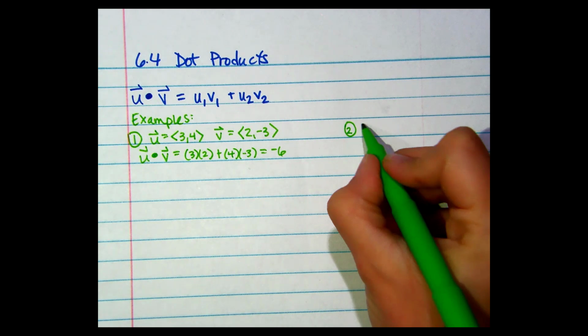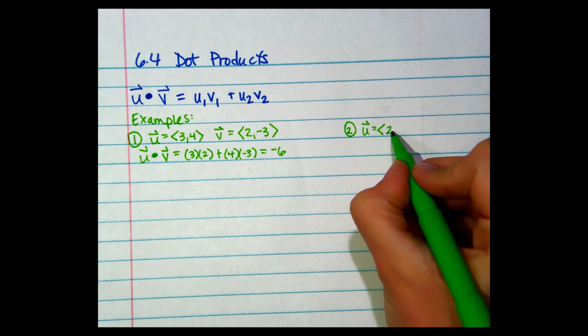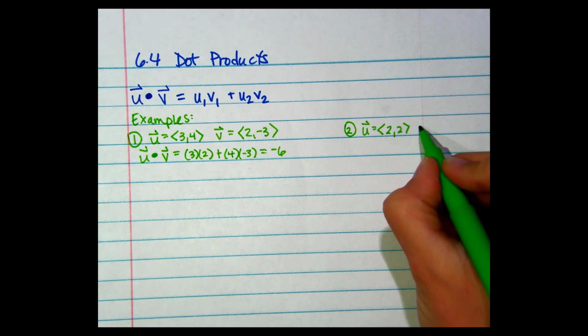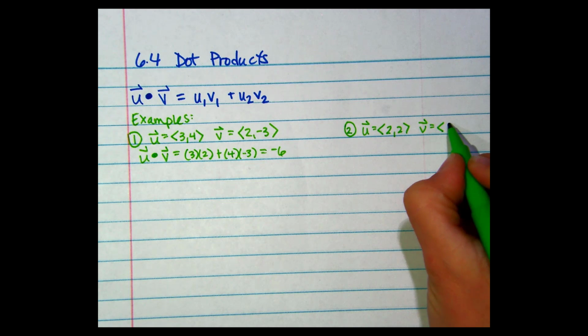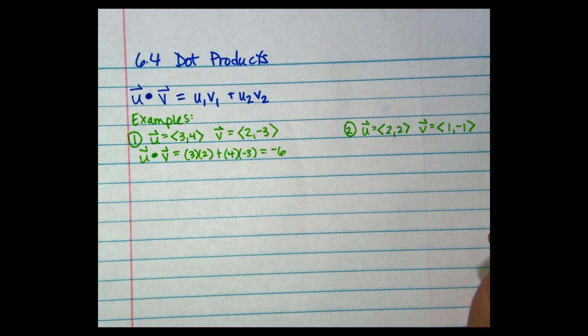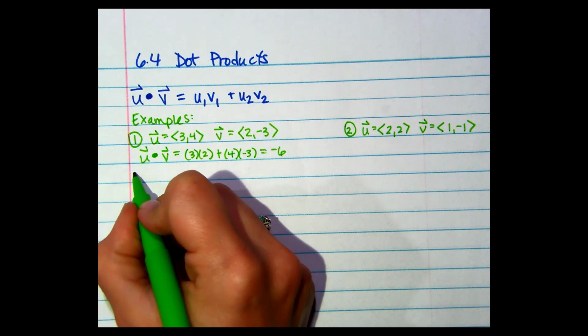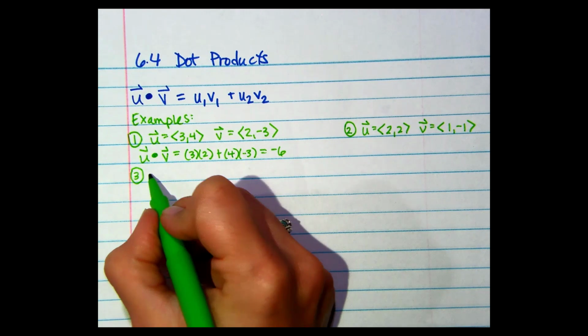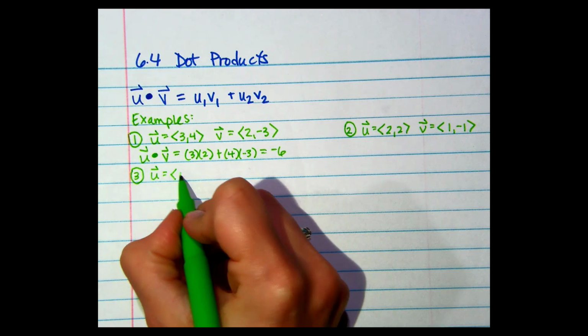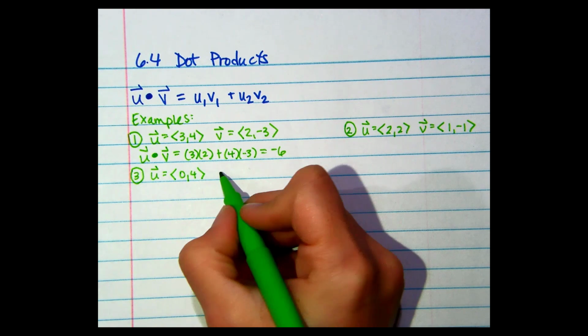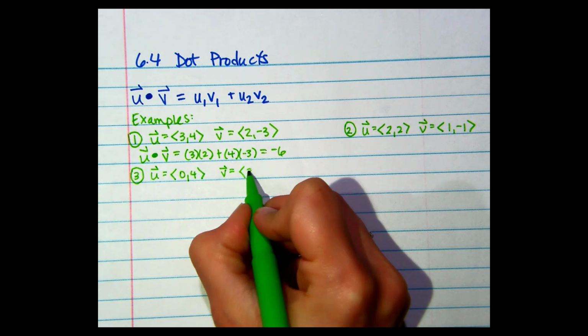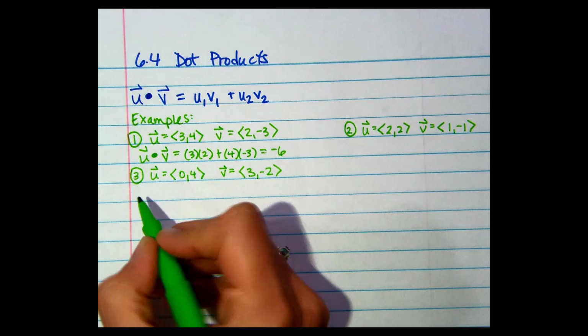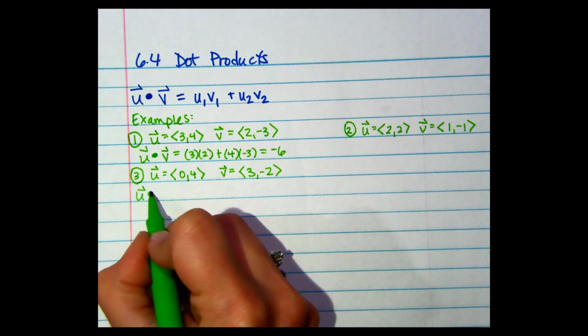All right, so let's say U terminates at (2, 2), and V terminates at (1, -1). I want you guys to find that dot product. And U is (0, 4), and V is (3, -2). Calculate that dot product. So that'll give you a couple to try.